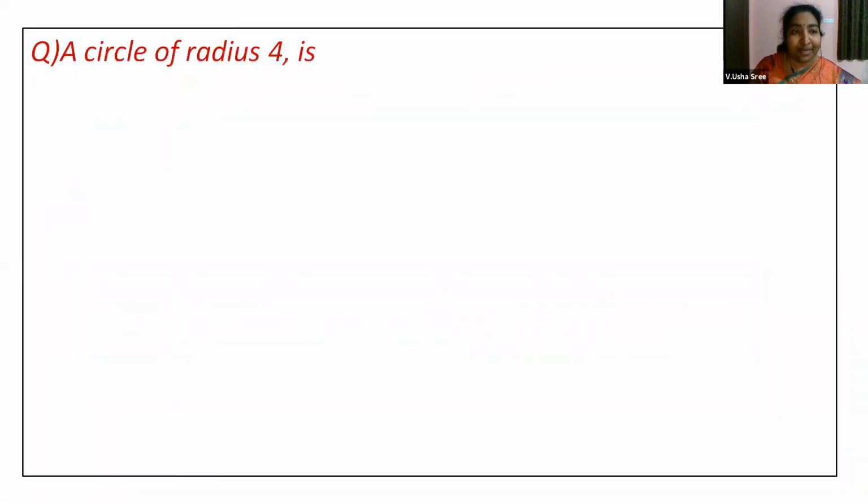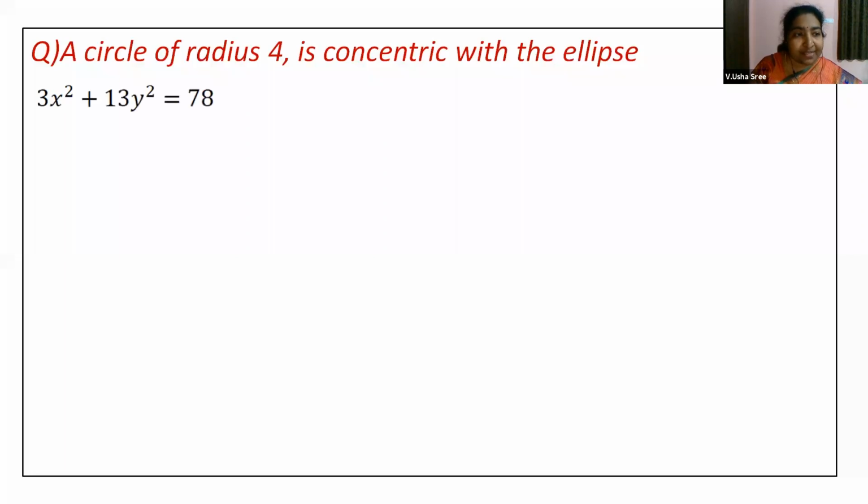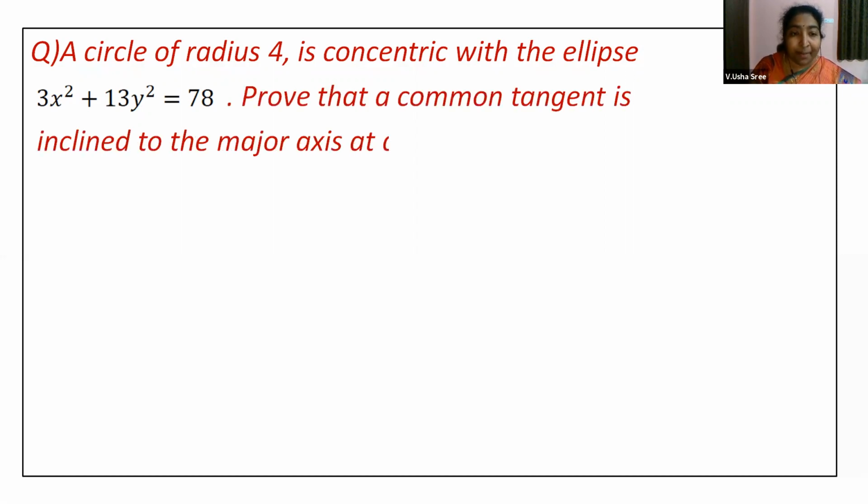Okay, now having seen this, we will look into another problem. A circle of radius 4 is concentric with the ellipse 3x square plus 13y square is equal to 78. Then prove that a common tangent is inclined to the major axis at an angle pi by 4. Right, we will try to understand this question step by step.